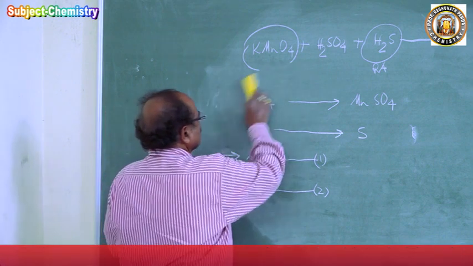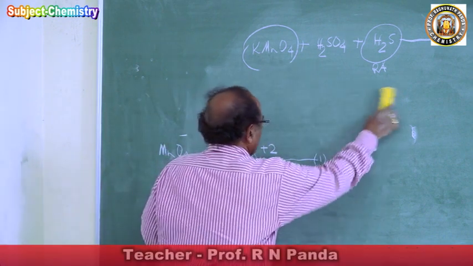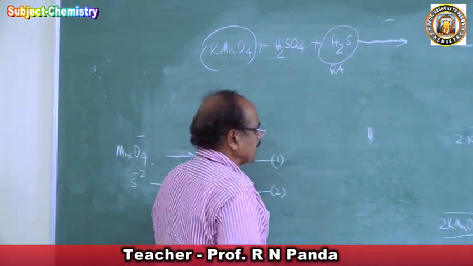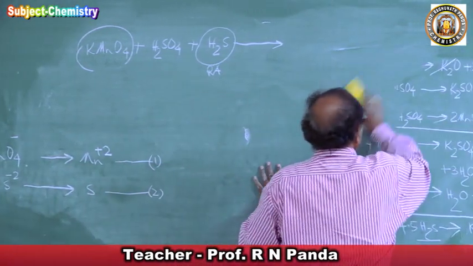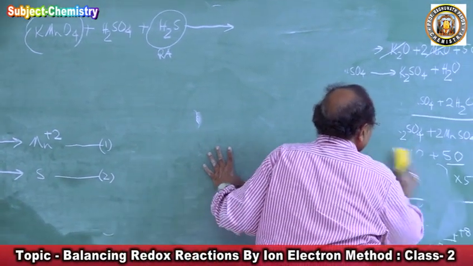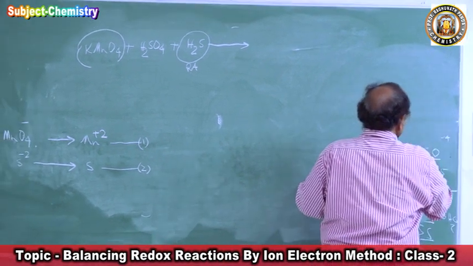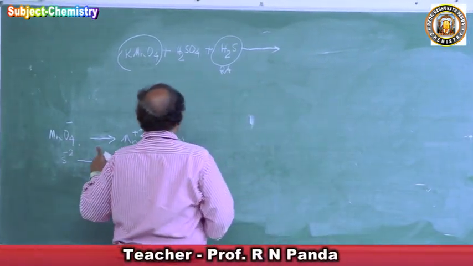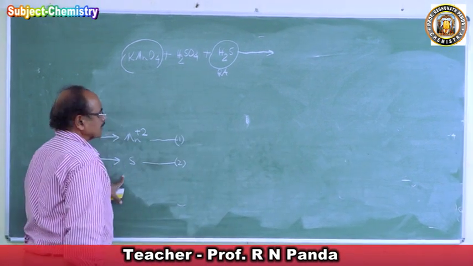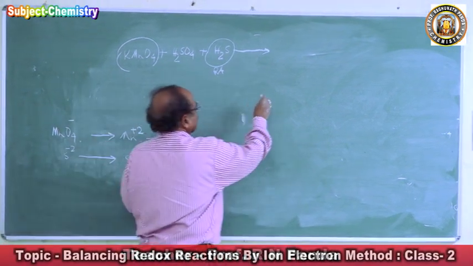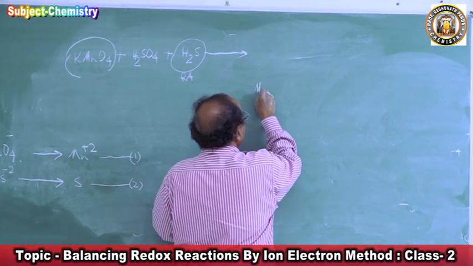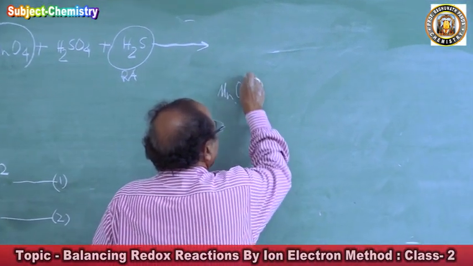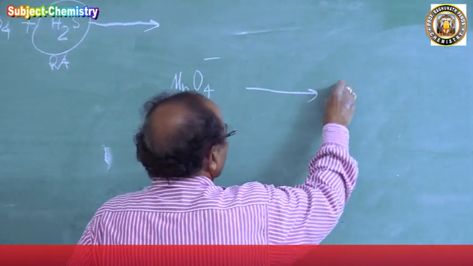So let's follow this. Now we'll first balance one half reaction and then balance the other half reaction and get the equation. So MnO4 minus, we'll balance this first, then we'll balance the other. So first I'm doing this: MnO4 minus is forming Mn plus 2.